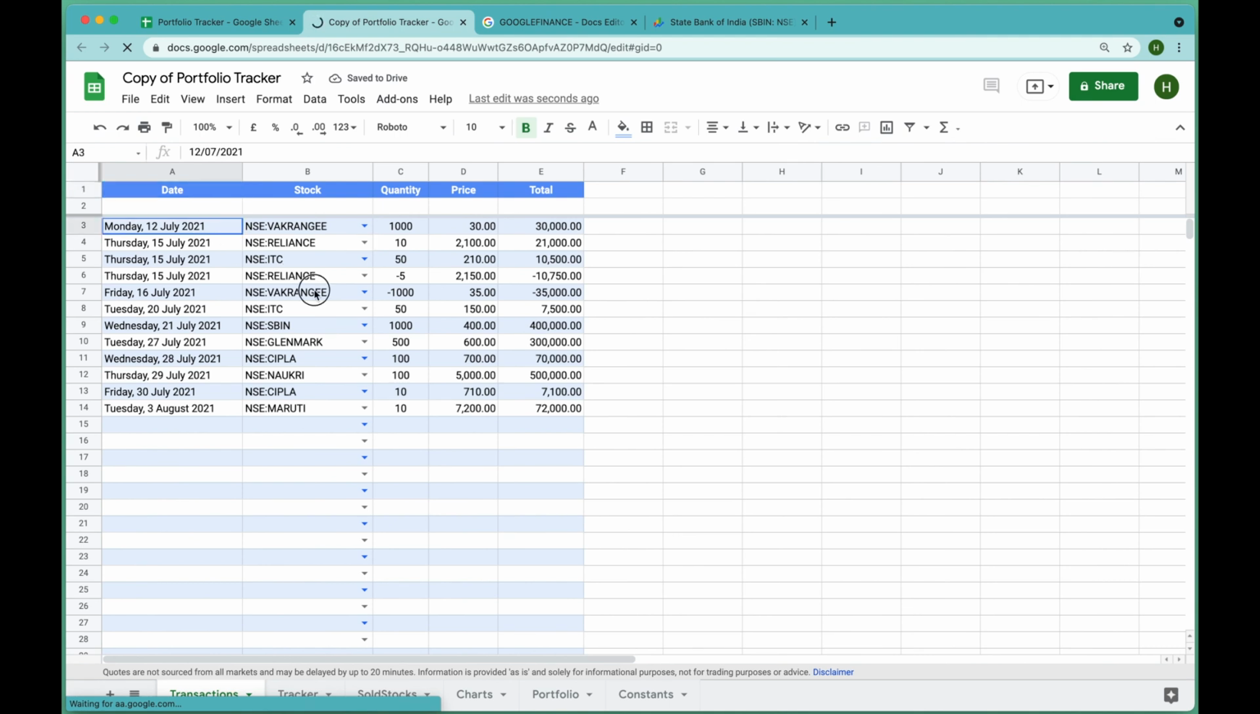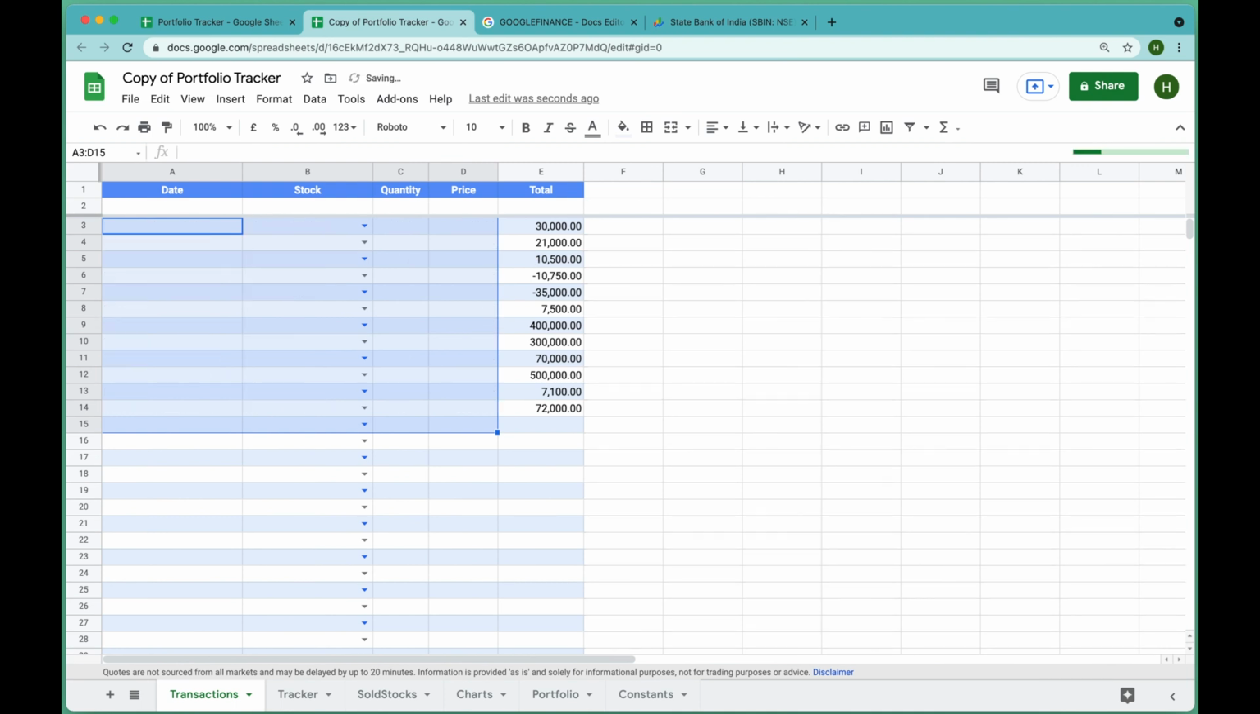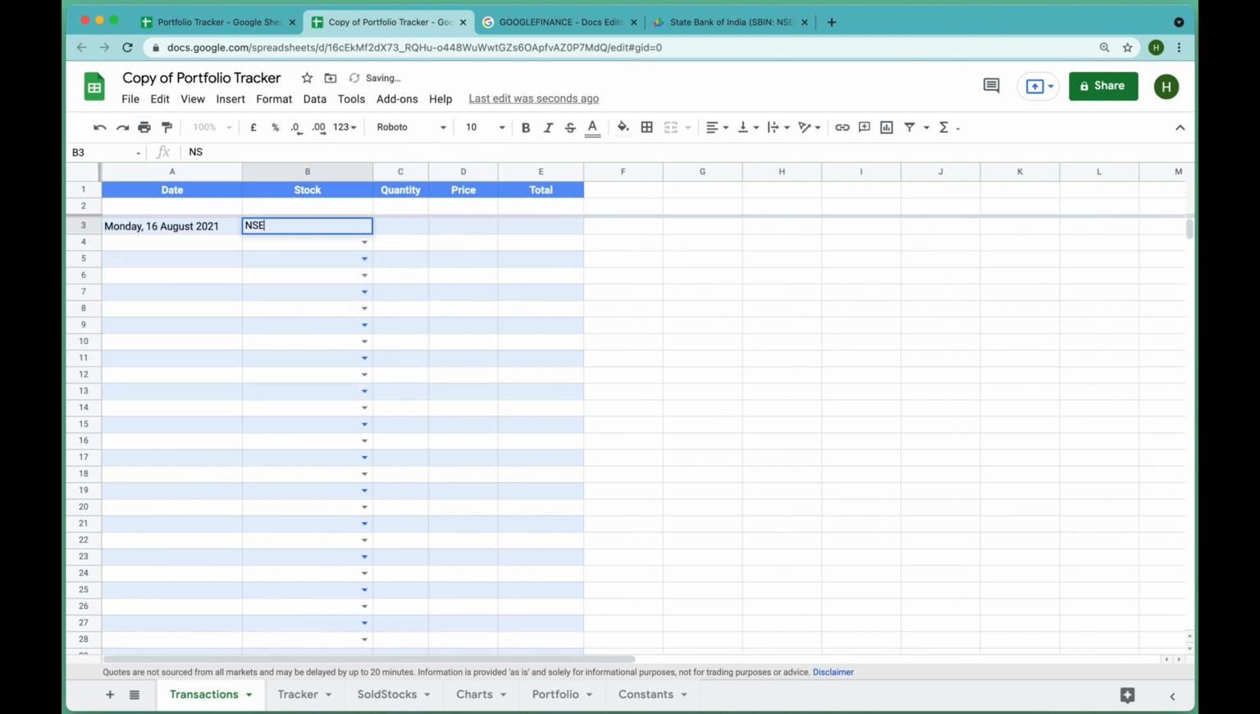Now you need to delete all the data till the column D or till the price column, as the column after this is auto populated. Now you can just start adding your transactions to the sheet. For example, say you bought State Bank of India's share on 16th of August and you bought 100 shares for 400 rupees each. So the total investment would be 40,000.